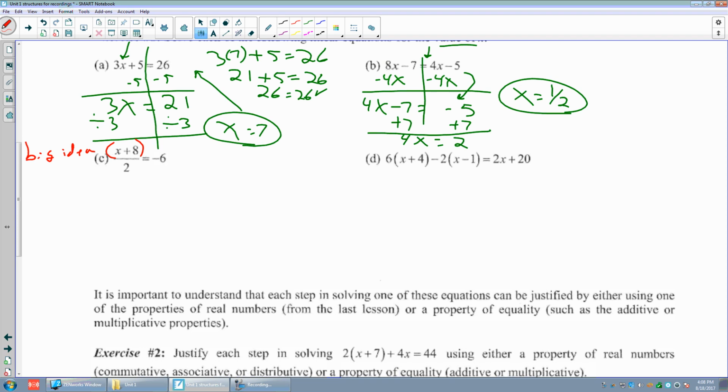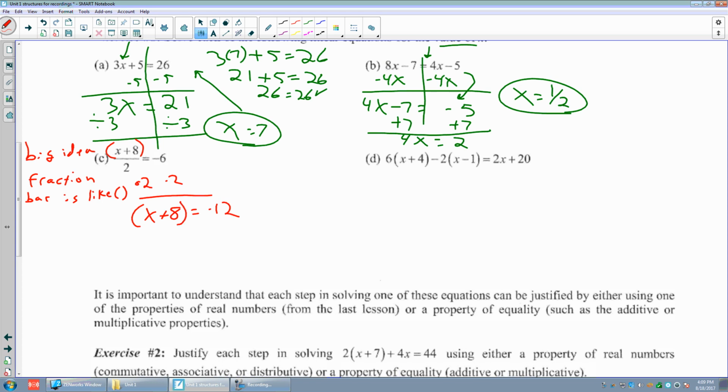Okay, now here, big idea. The big idea is the fraction bar is like parentheses. So you do everything outside the parentheses first. I'm going to multiply both sides by 2. Multiply both sides by 2. I get x plus 8 is negative 12.